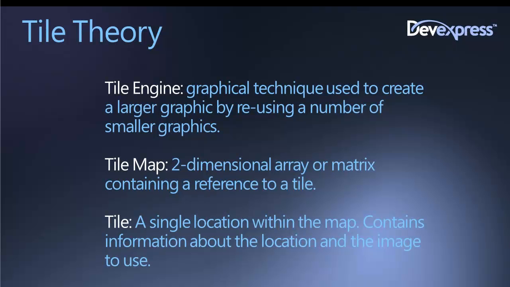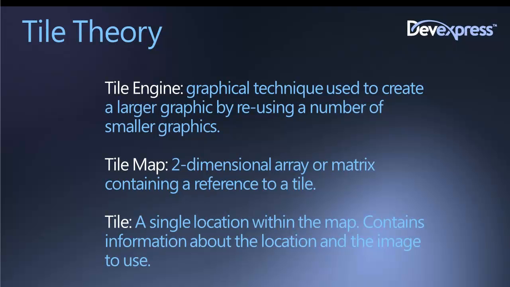The tile map in memory is represented as a two-dimensional array or matrix, and typically your tile map is going to contain a reference to a tile object. And for gameplay purposes, or game development purposes rather, a tile object is usually going to hold information about what's going on in that particular space on the map.